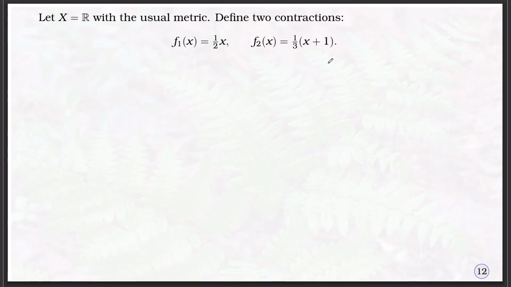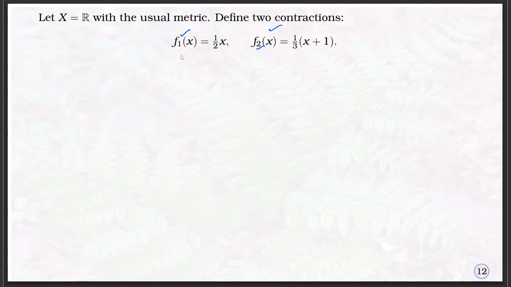Okay. For example, we will discuss one example. Let us start with the complete metric space R with the usual metric. Define two contractions. Here the two contractions are f1 of x equal to 1 by 2 times x and f2 of x equal to (x plus 1) over 3. These two mappings we defined on R, so f1 is a function from R to R, f2 is a function from R to R.